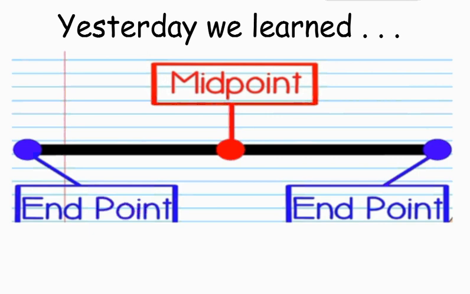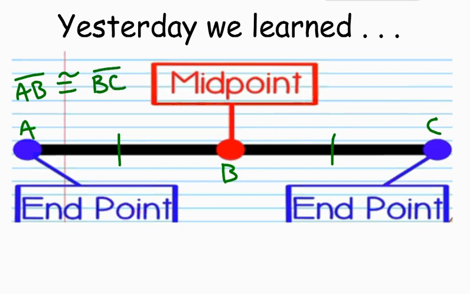Okay, yesterday we learned that the midpoint is the middle point of a line segment. We also learned that I could mark my line segments with little hash marks like this to indicate that they are equal to each other. And if this line segment was labeled ABC, I could say that line segment AB is congruent to line segment BC. Okay, so that's what we learned yesterday.